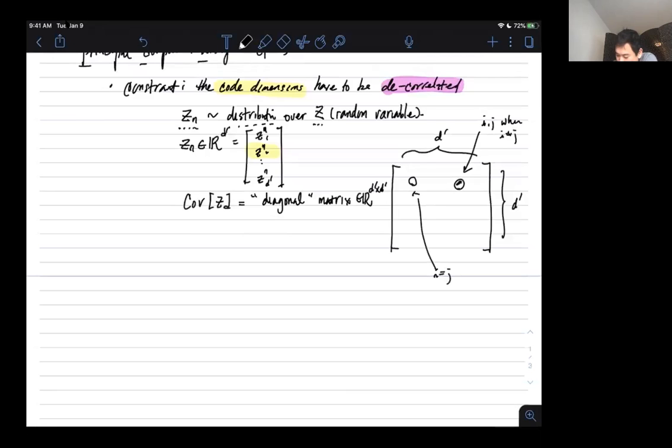And then if you look at this, one of the off diagonal entries is going to look at the correlation between the ith and jth dimensions. And then the diagonal entries correspond to the variance of each dimension. And then hopefully you remember what the variance and the correlations are from the earlier probability and statistics course or the linear algebra course that you have taken.